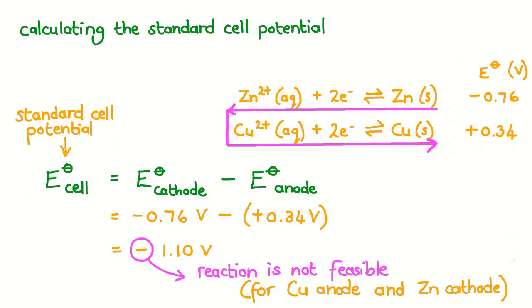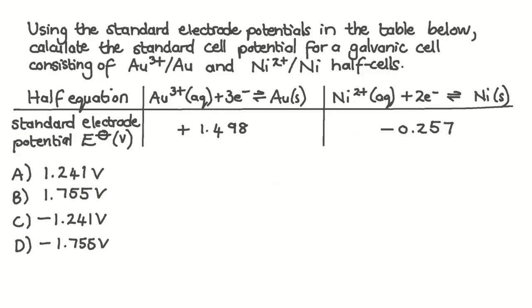Now it's time to practice. Using the standard electrode potentials in the table below, calculate the standard cell potential for a galvanic cell consisting of Au³⁺|Au and Ni²⁺|Ni half cells.